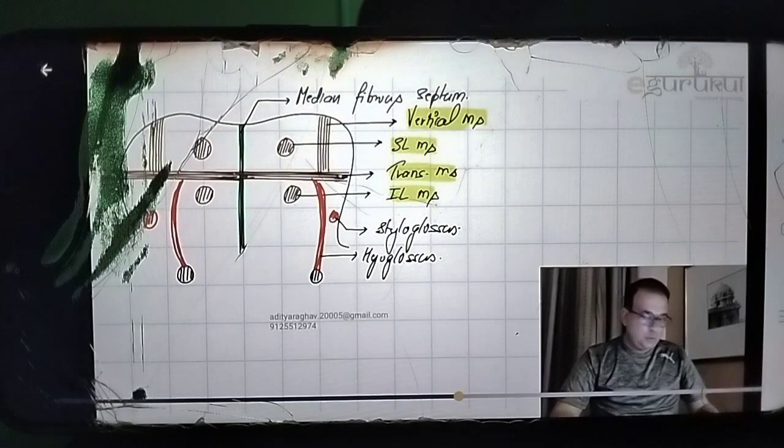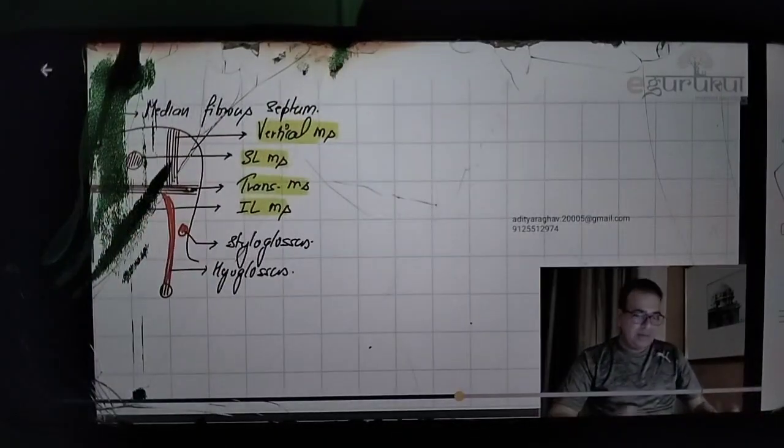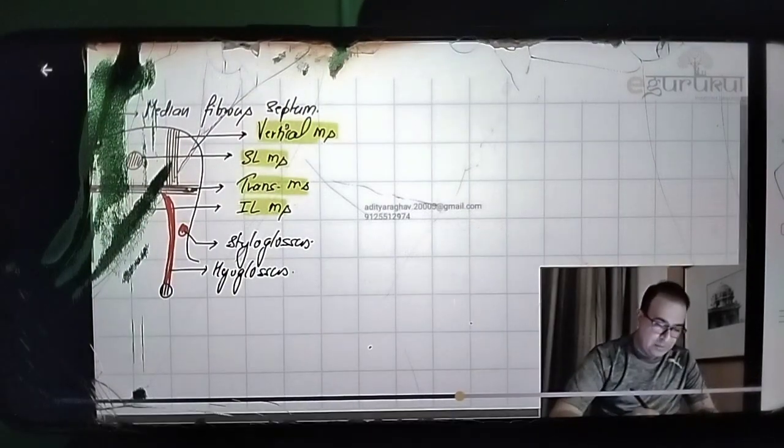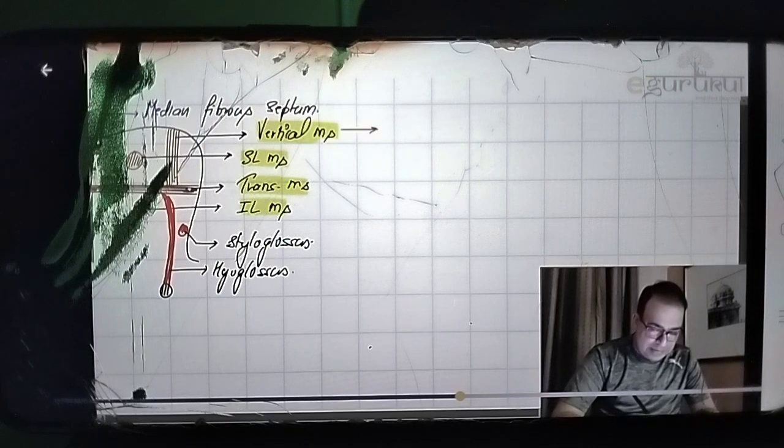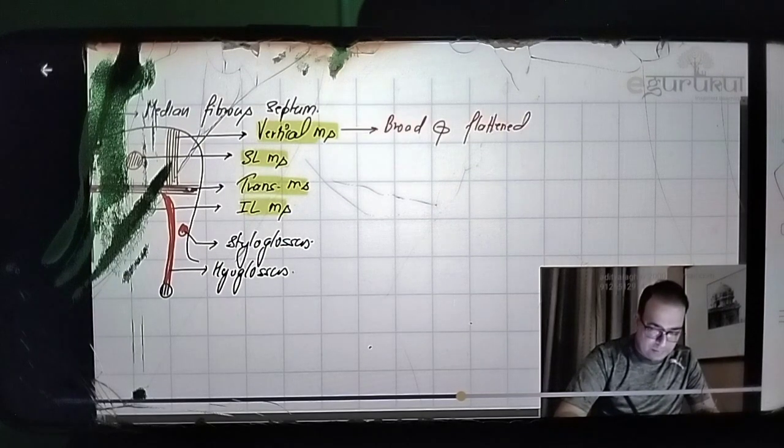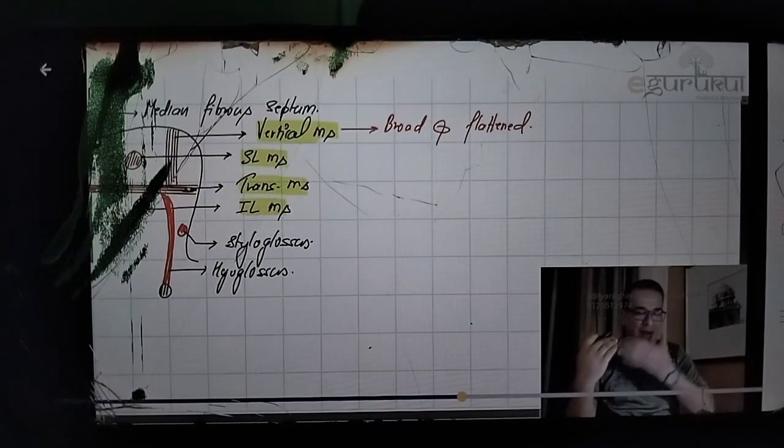Well, we said vertical, superior longitudinal, transverse, inferior longitudinal, but what exactly are their functions? If I start with the vertical muscle, that is responsible for making the tongue broad and flattened. That's a tongue position. They make the tongue broad and flattened. That is done by the vertical muscle.